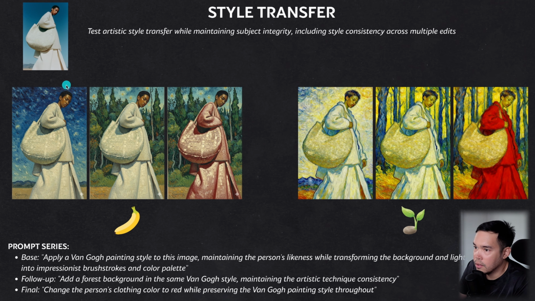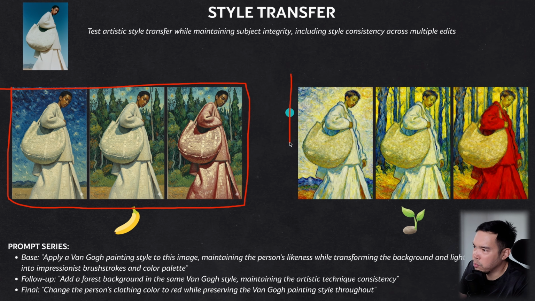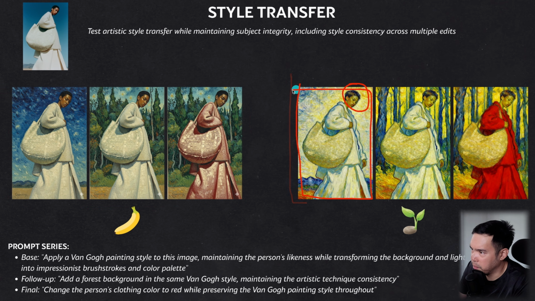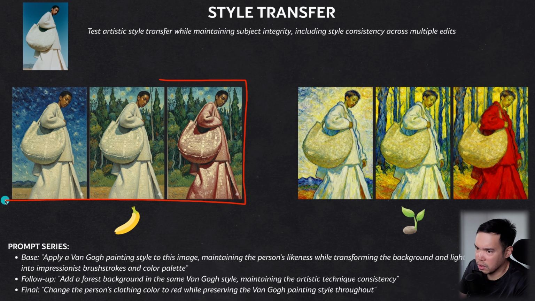Not only did it better maintain the identity of the subject, but it also better applied the style across the edits. Now, Seedream was able to maintain the subject and it was able to implement the Van Gogh style, but Nano Banana's results is just significantly closer to how we would interpret a Van Gogh painting, right? So this is where we see that data plays a big part.